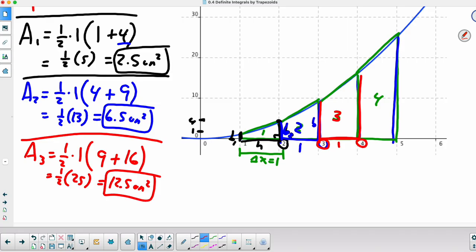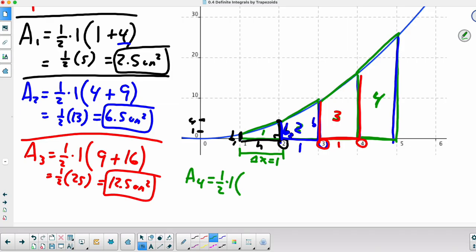I'm running out of colors, Mr. Royak. I guess I'll go back to green here. Green. The last one. Number 4. My fourth trapezoid. I'll put it right here. I'm going to have 1/2 times the height. Well, guess what? Height's still the same. It's that change of x, 1.